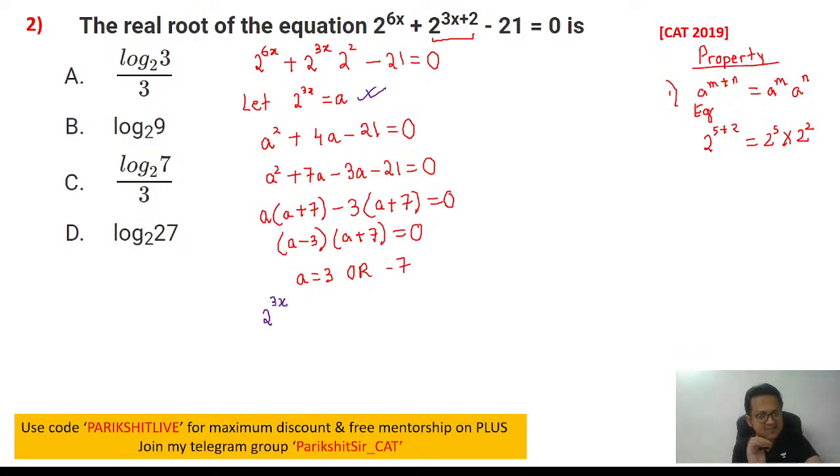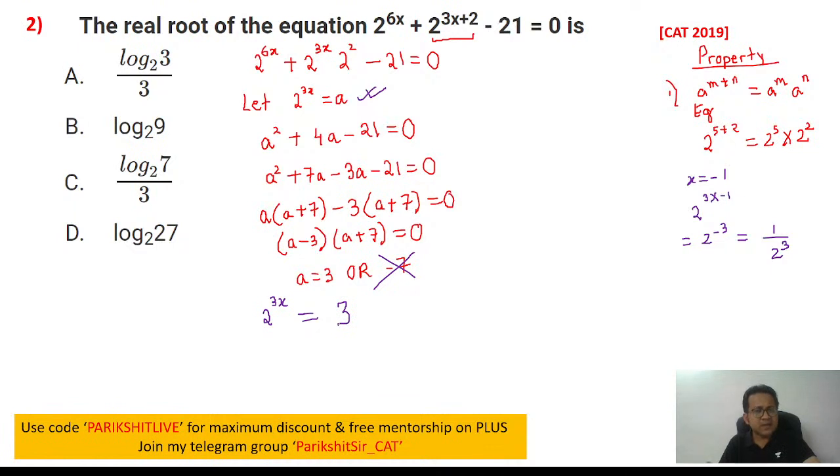Even if you take x as negative, let's understand the concept. Let's say x is equal to -1. Even in that case, 2 to the power 3 into -1 will become 2 to the power -3, and 2 to the power -3 is 1 by 2 cubed. So can I say 2 to the power 3x, even if x is negative, the entire term can never become negative. x might be negative. If x is negative, it will become 1 by something. But the entire term can never be negative. That would mean the negative value of a will not be considered. So the only possibility is 2 to the power 3x is equal to 3.